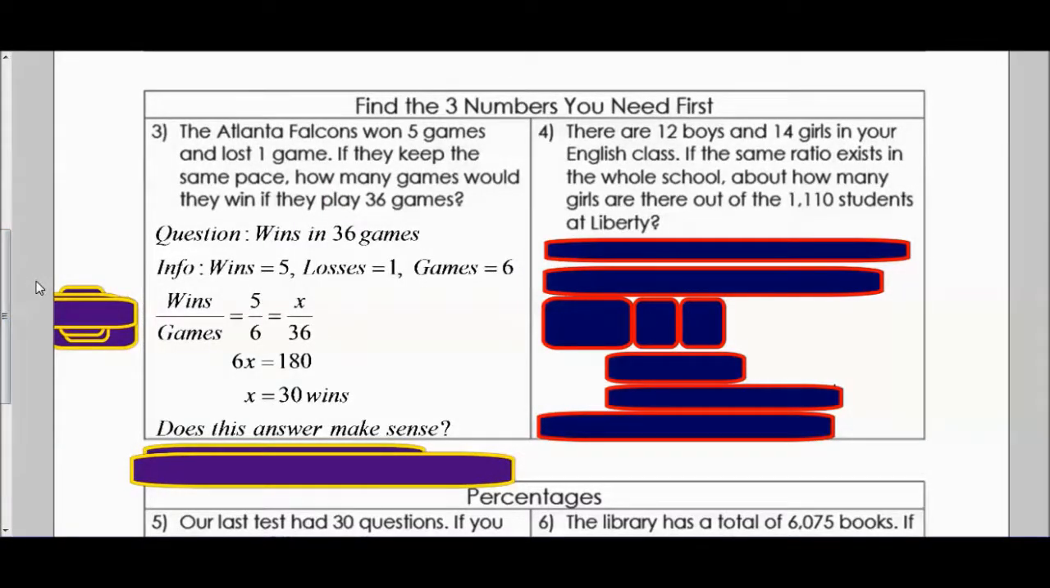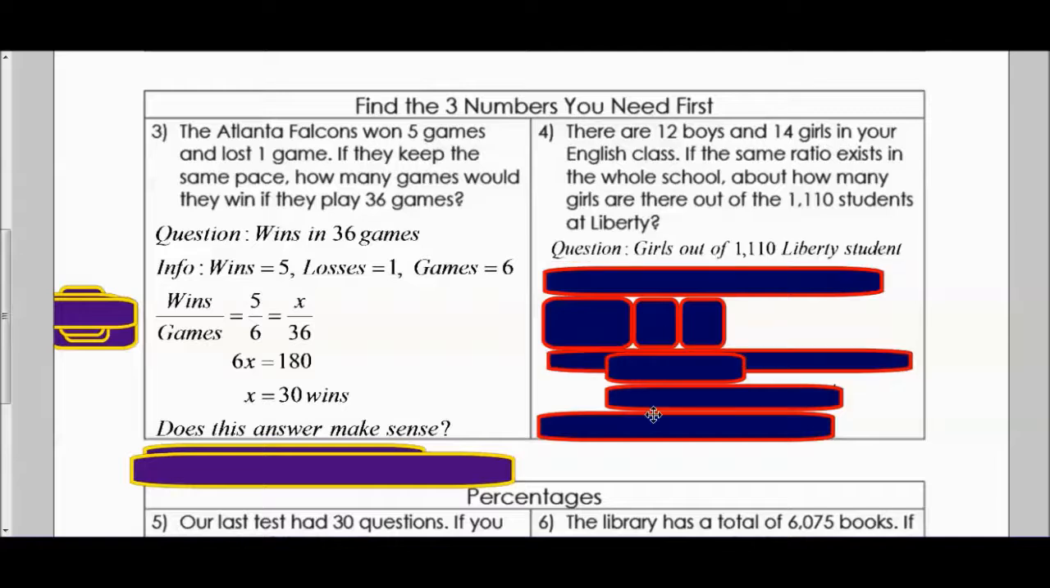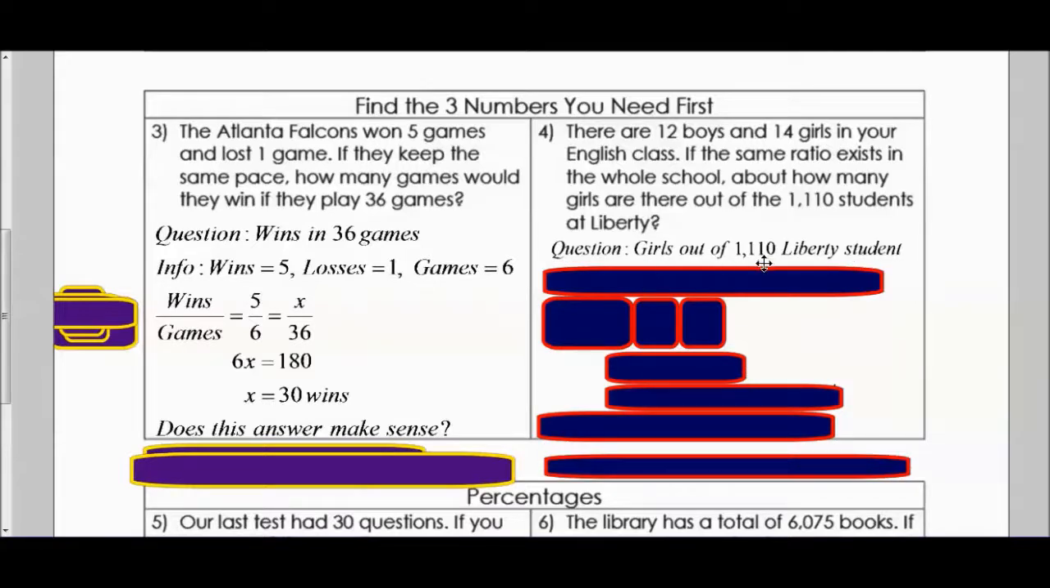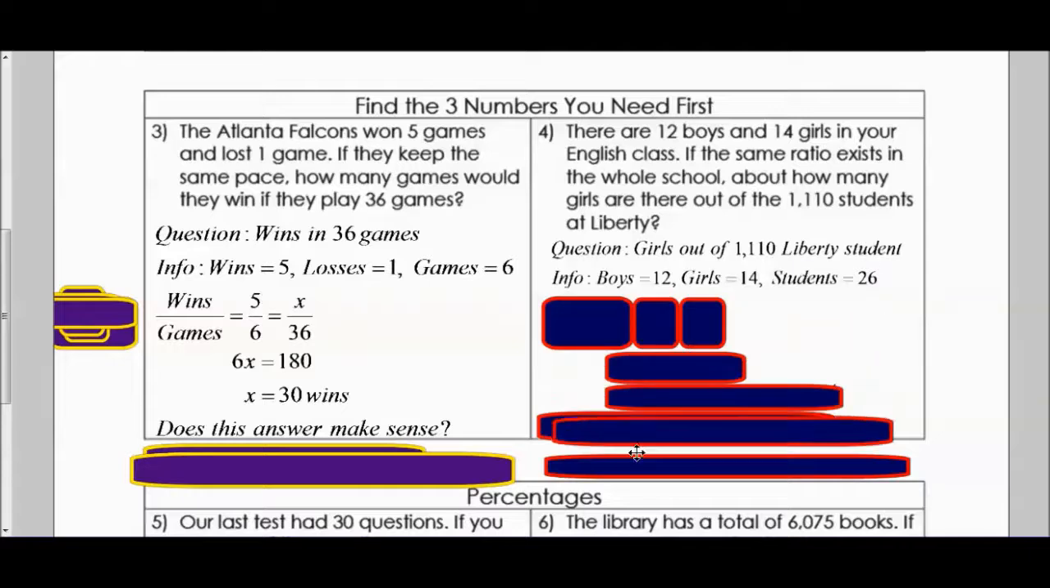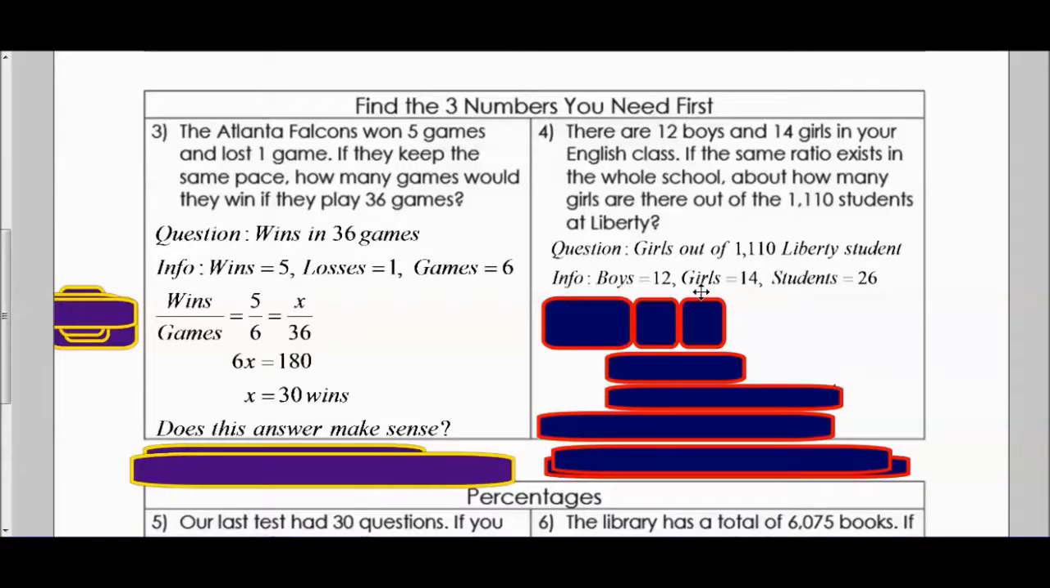Number 4 says there are 12 boys and 14 girls in your English class. If the same ratio exists in the whole school, about how many girls are there out of the 1,110 students at Liberty? All right, so we're given boys and girls. That's not what the question is talking about, though. It's asking about how many girls are there out of the total students. So that's our question. The girls out of the total students. The information is close to that, the boys and the girls, and we can find the total students just by adding those two up. Boys plus girls will tell us the total number of students.